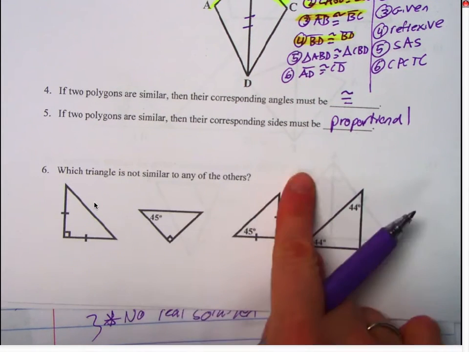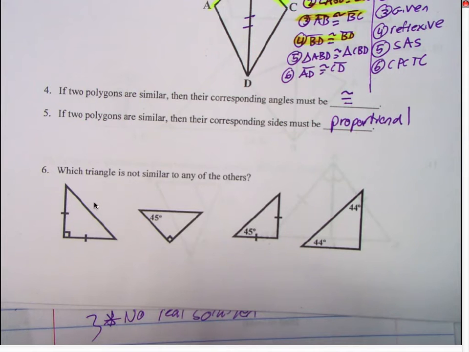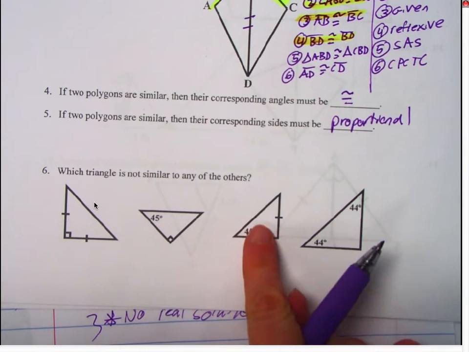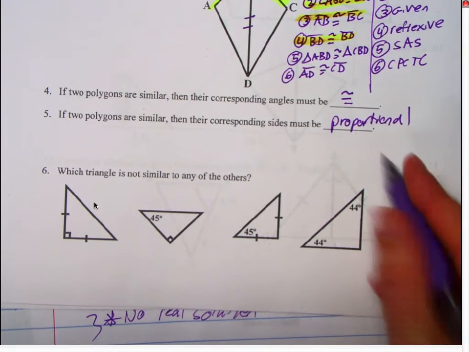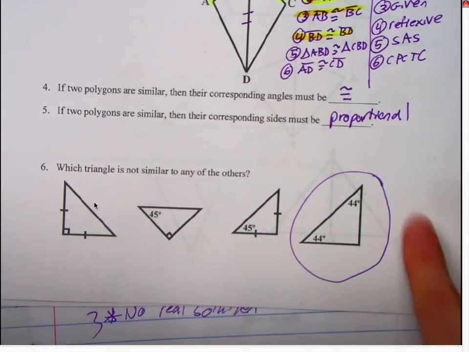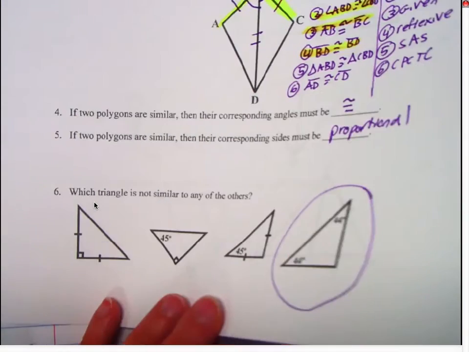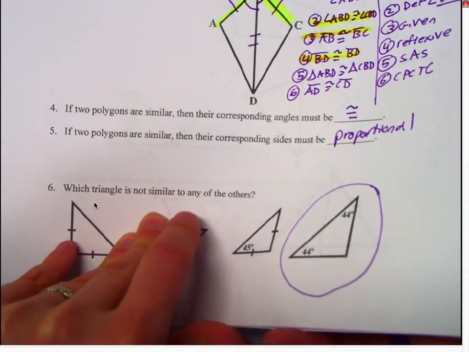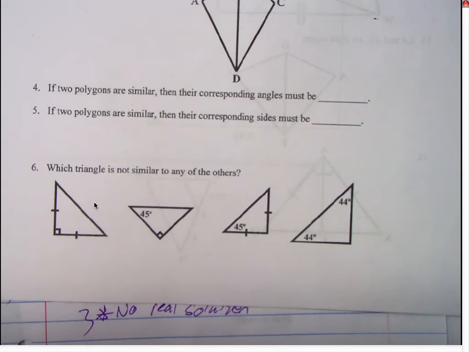Which of these triangles is not similar to the others? First, second, third, or fourth? Fourth. There you go. Fourth. It just reminds me of that Sesame Street song. Like, one of these things is not like the other. One of these things is not the same.